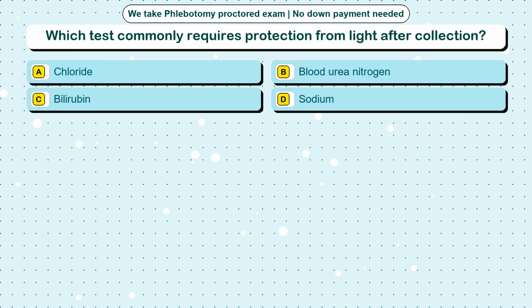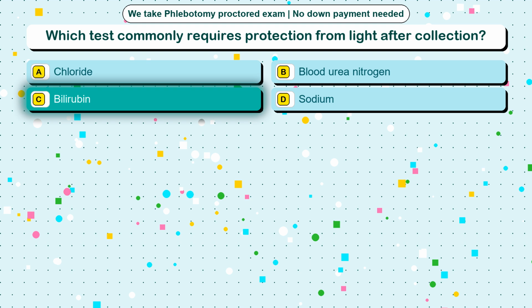Question 34. Which test commonly requires protection from light after collection? Option A. Chloride. Option B. Blood urea nitrogen. Option C. Bilirubin. Option D. Sodium. The correct answer is option C.